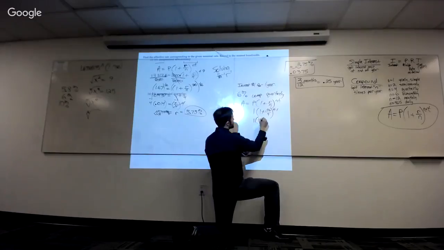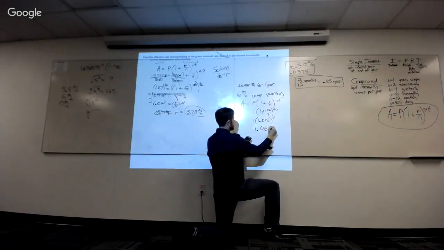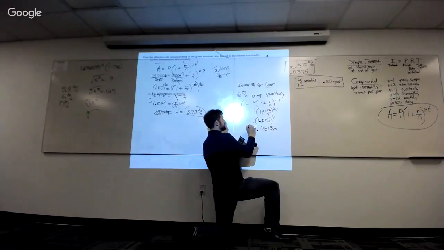That'd be 1 plus 0.06 divided by 4. That's 0.015, so 1.015 to the 4th. That turns out to be 1.06136. So that's how much money I ended up with.